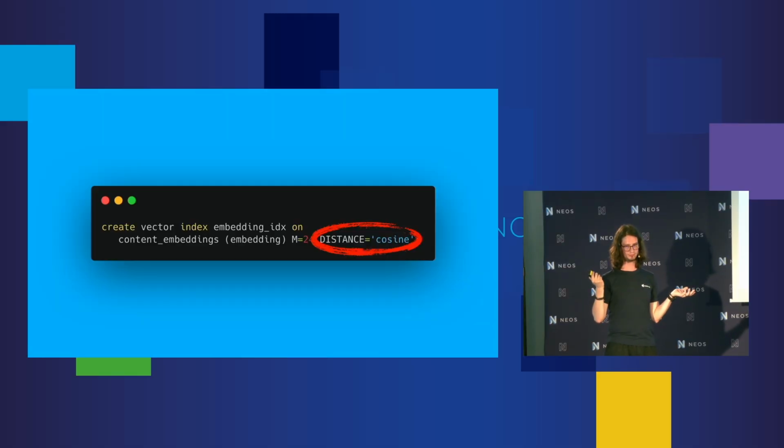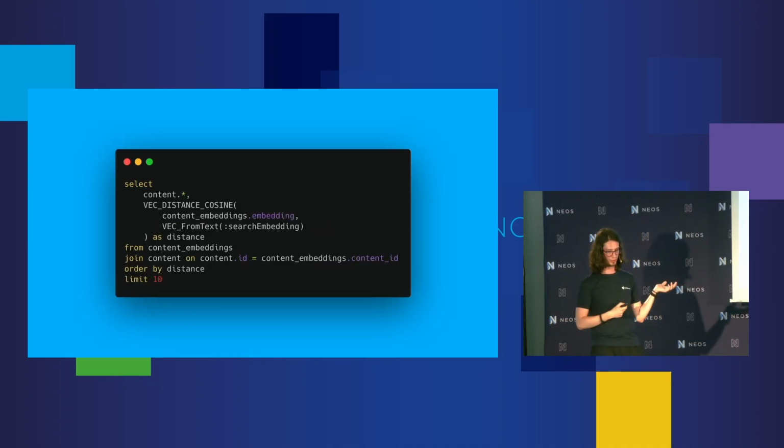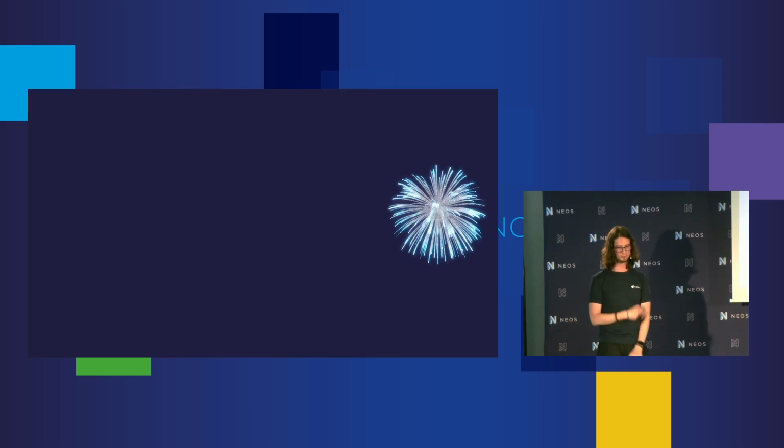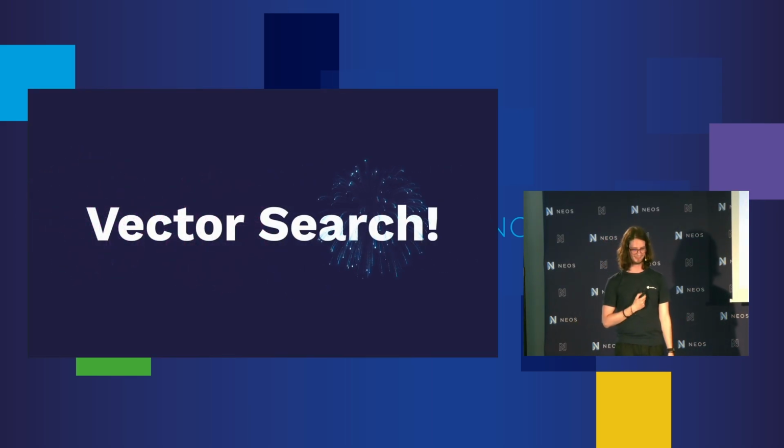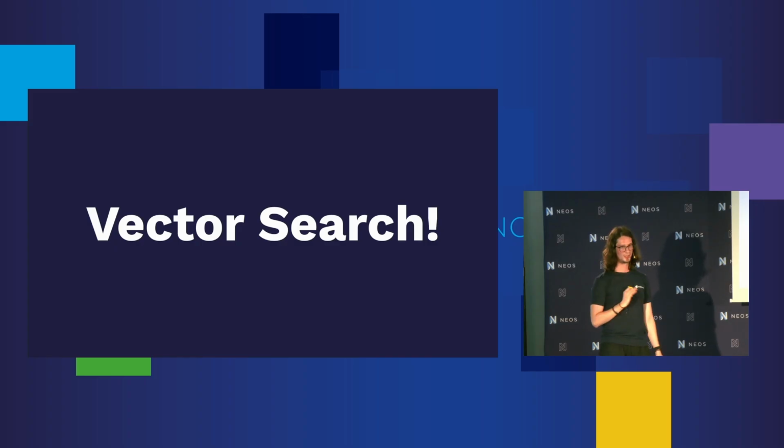So that's your search index built up, and then you just have to use the search index. There's this nice VEC_DISTANCE_COSINE function which you can use. You tell your database where your embeddings are stored. You tell your database which embedding you are searching against. Then you join your contents together and, well, we built a vector search. Nice. Sounds way too easy.